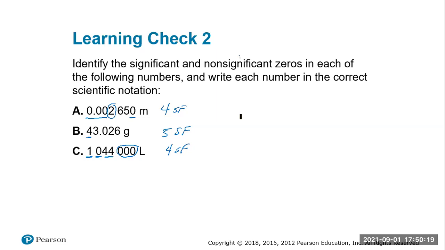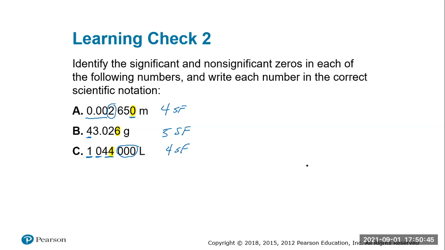Now, which one is the estimated digit in each of these? Again, just to remind you, not always the last one written, but the last significant figure. So that would be our estimated digit or uncertain number. And actually for this one, it would be that digit right there where the uncertainty lies.